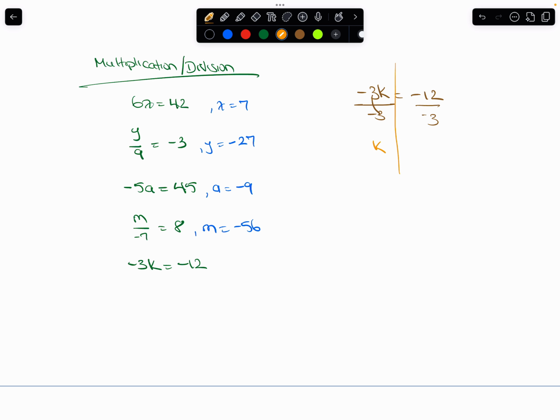k on the bottom, equal sign. Two negatives will make it a positive. 12 divided by 3, 4. k equals 4.